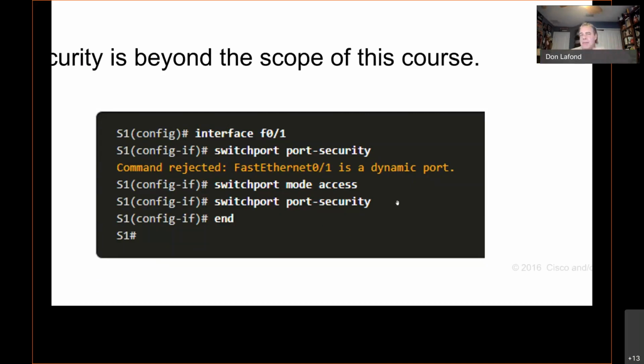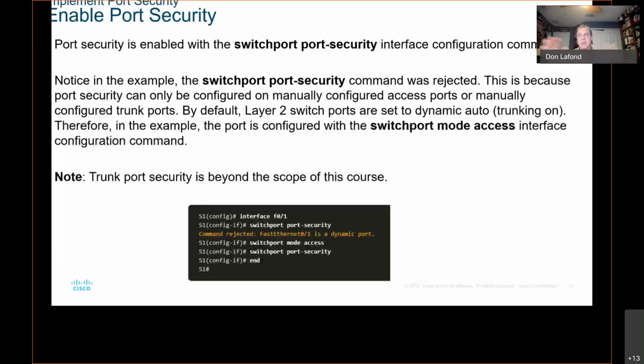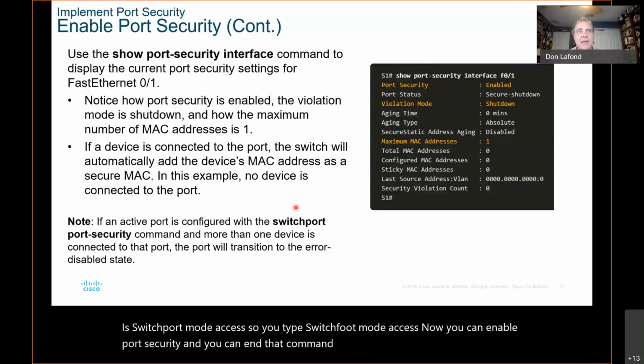Now, this will actually happen with your equipment, and the next step is like, oh yeah, it's dynamic. I need to make it manually an access port or manually a trunk port. And the command to make it an access port is switchport mode access. So you type switchport mode access. Now you can enable port security, and you can end that command. There's more though. Don't worry, we'll get into it.